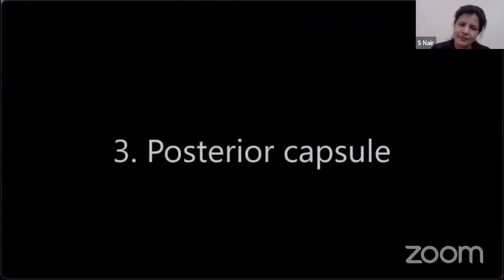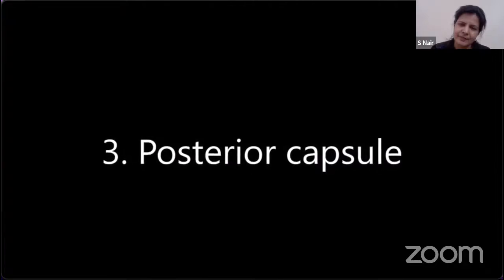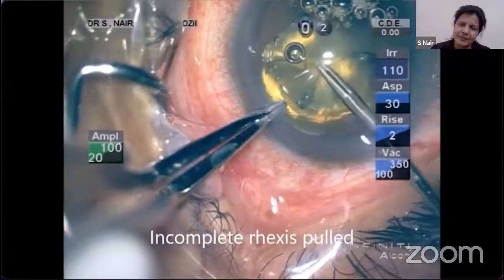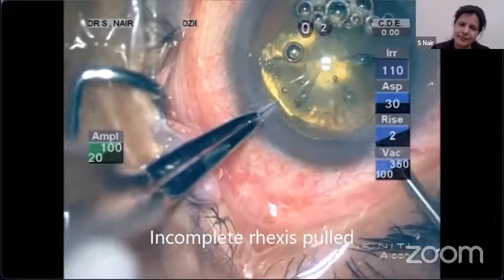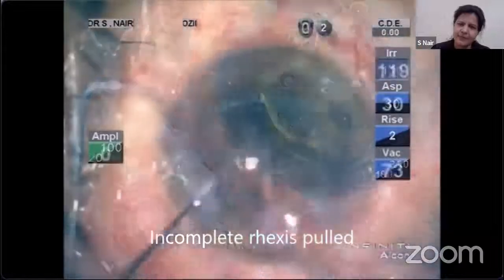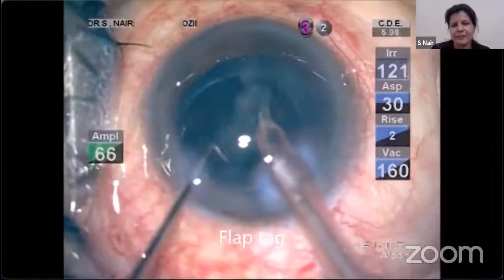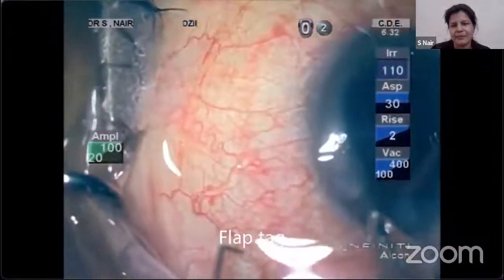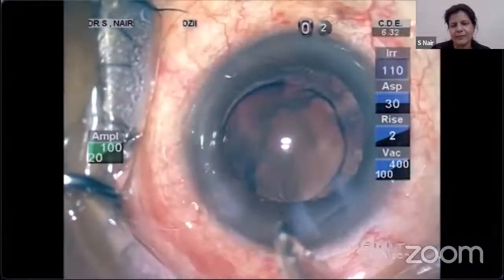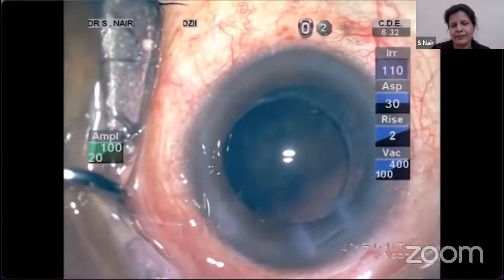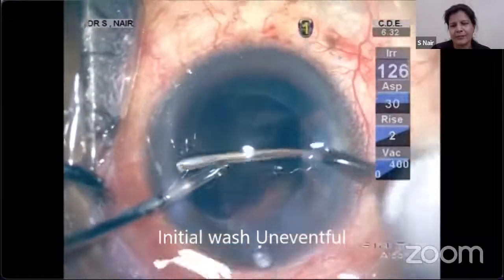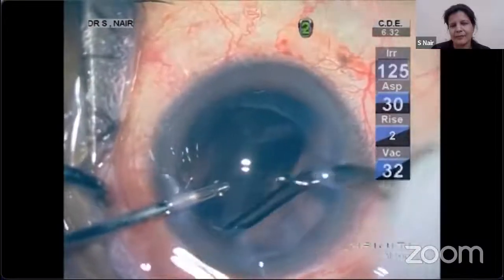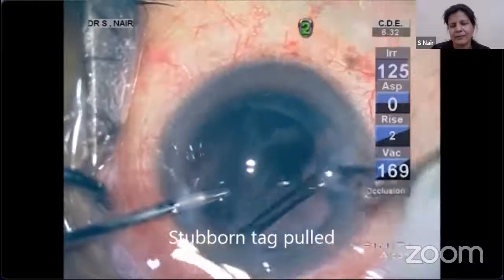Now coming to the posterior capsule. Here is an incomplete rhexis that has been pulled out without realizing that fact. This has caused a tag in the region between the left side port and section. Though all the initial steps are uneventful, during cortical wash, the tag gets caught in the aspiration tip and is pulled.